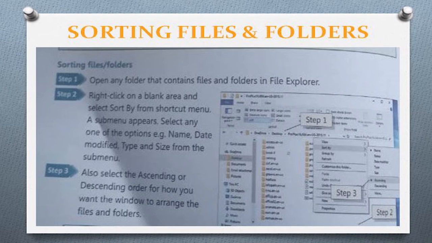Next one is sorting files and folders. Open any folder that contains files and folders in File Explorer. Right click the blank area and select sort by from the shortcut menu. A submenu appears. Select any one of the options like name, date modified, type and size from the submenu. Also select the ascending or descending order, depending on how you want the window to arrange the files and folders.